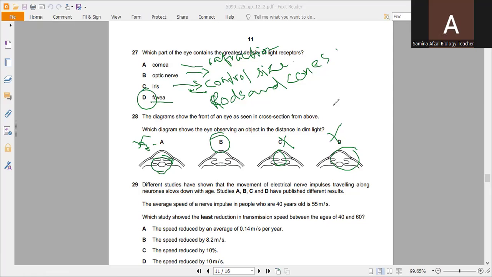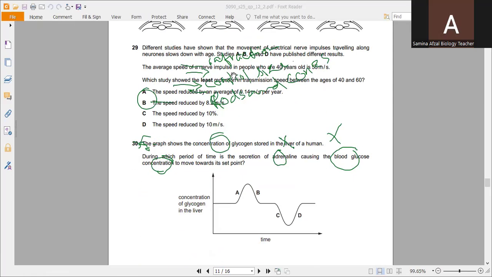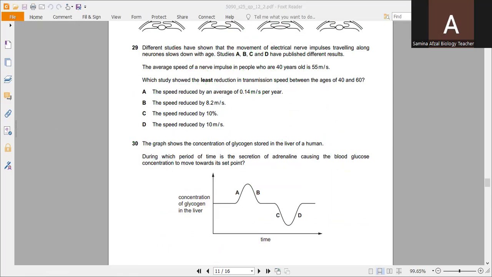Now, the next question is, different studies have shown that the movement of electrical nerve impulses traveling along neurons slows down with age. Studies A, B, C, D have published different results.